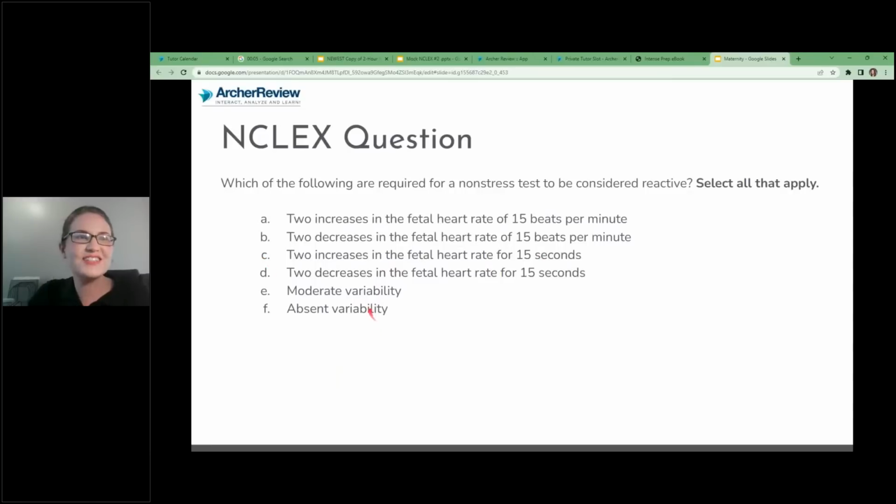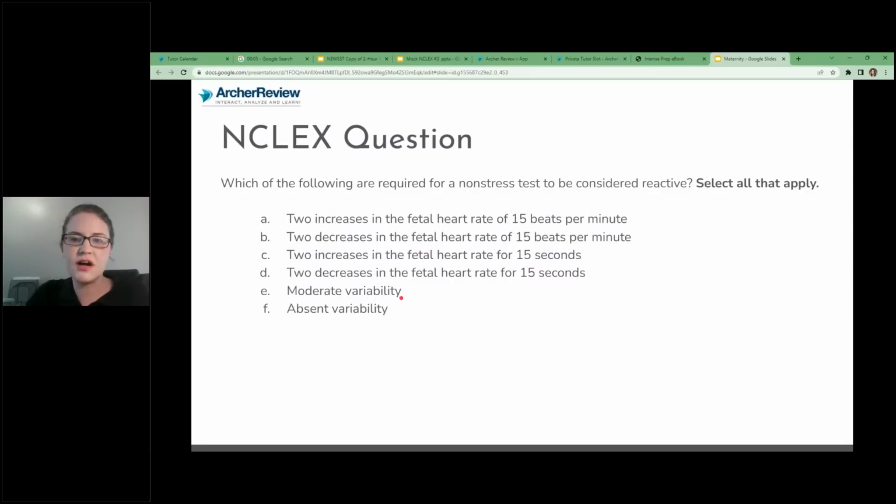A lot of you guys also chose E, and I can see why you chose that. But remember, with a non-stress test, we're not worried about fetal variability. We worry about fetal variability when we do fetal heart rate monitoring.